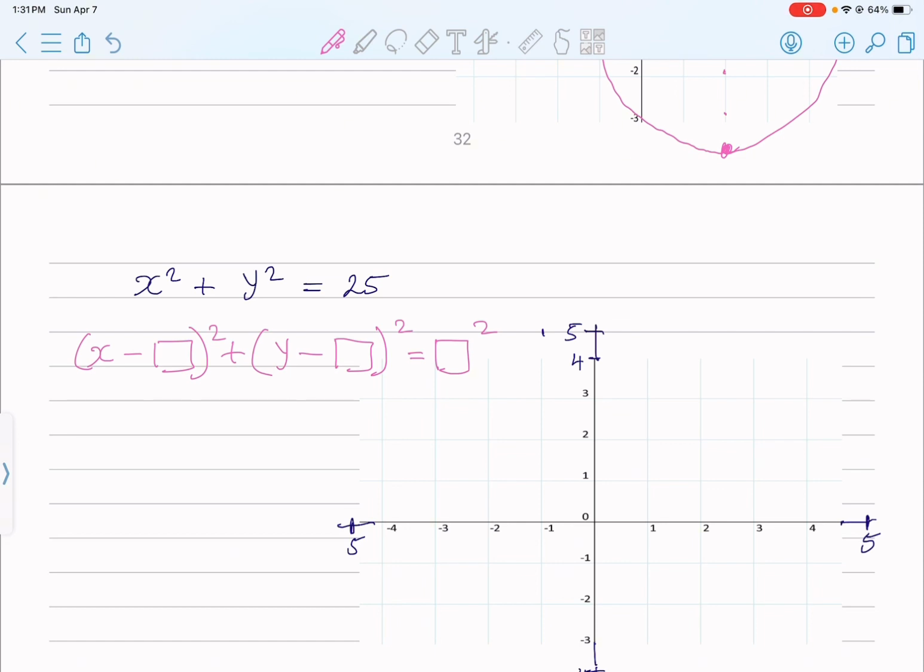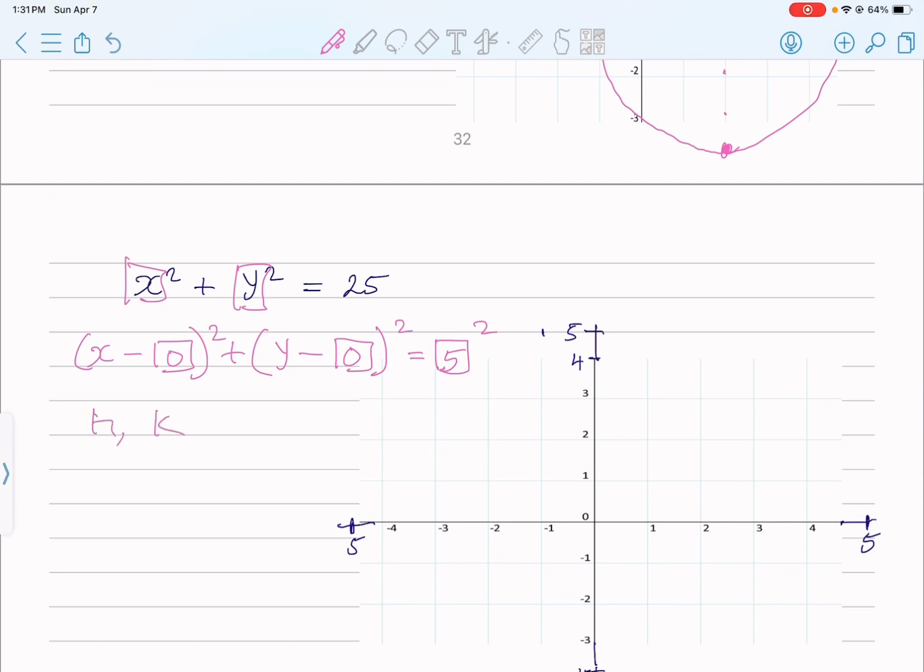So now let's figure out what goes in the box. Look at this. Is anything next to x and y? Nope. So if they don't see anything next to x and y, guess what goes in the box? 0. Now, how do I express 25 as a radius squared? You don't divide, you square root it. So what is the square root of 25? 5, right?